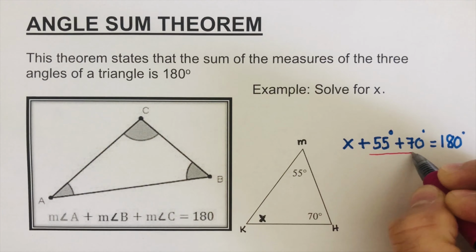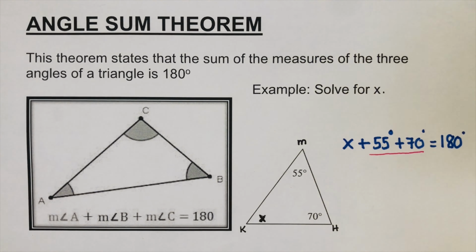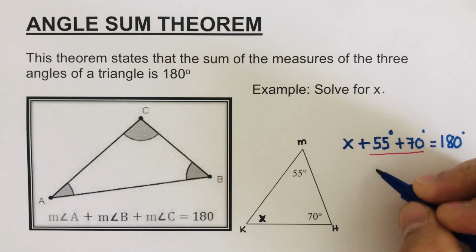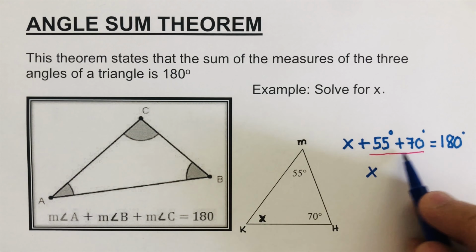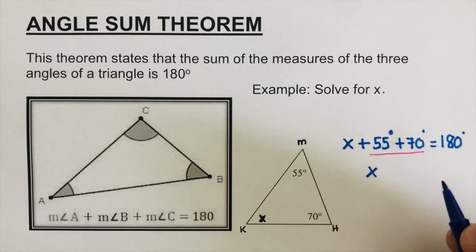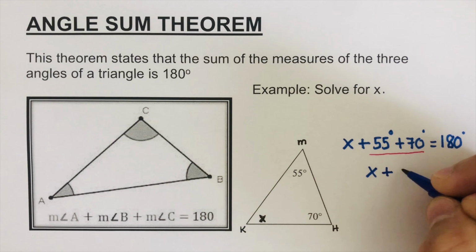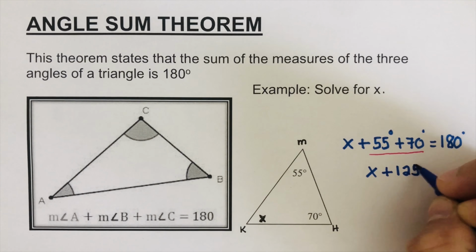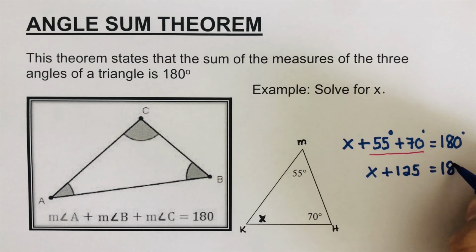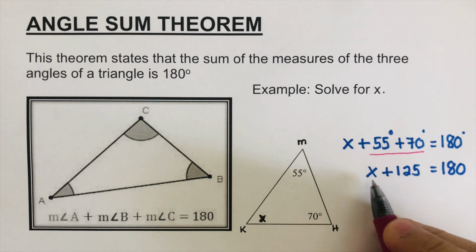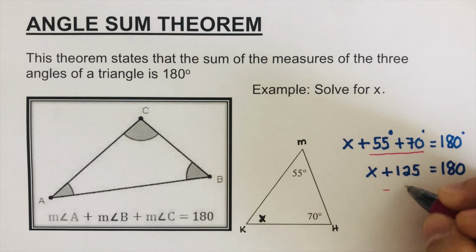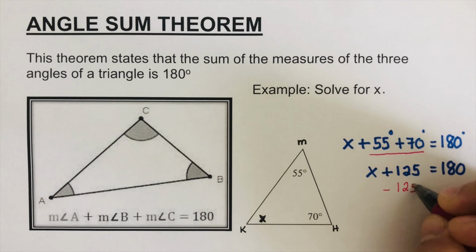So combine like terms, the constants get added so that we're left with X here. So X, and we add 55 plus 70. I put a red color on this, and that is 125, equals 180. Now, the next thing we are going to do is subtract 125 because we want X by itself. So minus 125, minus 125.